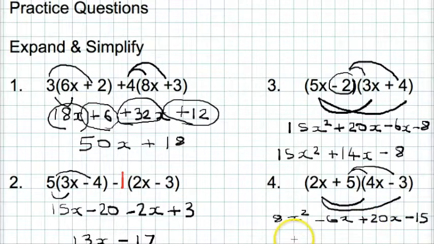Group together the x terms in the middle there. Our final answer becomes 8x squared minus 6x add 20x, takes us from negative into positive, which gives us plus 14x, and then finally the minus 15.